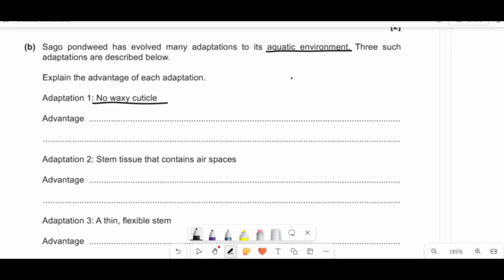Here, why they have no waxy cuticle? They live in the waters. It's not really a problem, is it? So then, if they're wasting energy and resources making a waxy cuticle and they don't need it, then that's just not a good idea, right? So water loss is not a problem.